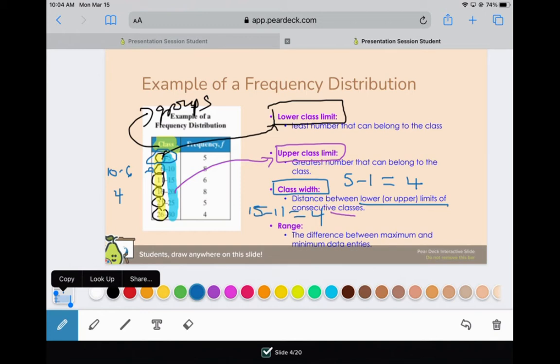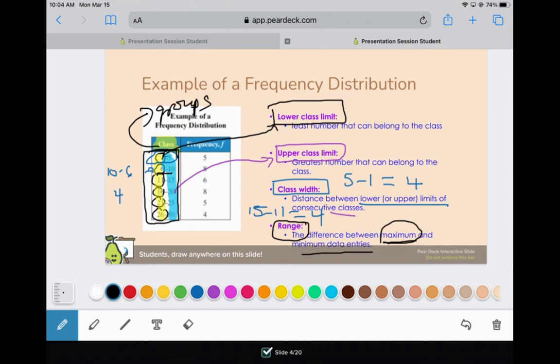The last term that we look at is the range, which is the difference between the maximum and the minimum data entry. So this one is a little different from the class width. For the class width, we use the upper minus the lower class limit, which is here. The range is the maximum of the entire group, the highest value. So in here, what value is the highest? If I look at this column, what number is the highest number?